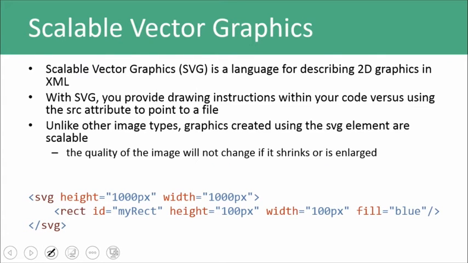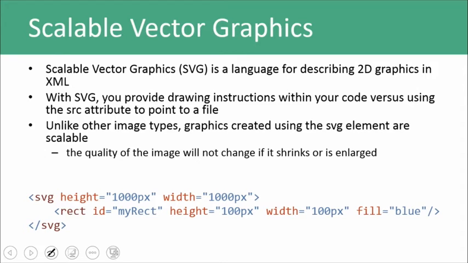So next, let's take a look at scalable vector graphics, right? So scalable vector graphics is actually a language for describing 2D graphics, which is created with XML. XML stands for Extensible Markup Language, and it's really, really cool stuff. Not something that we'll get into in this course, but definitely go ahead and give it a quick Bing search, all right? With SVG, you provide drawing instructions with your code to a browser so that it renders the drawing itself. Here we don't use a source attribute in order to point to a file like we do with images.